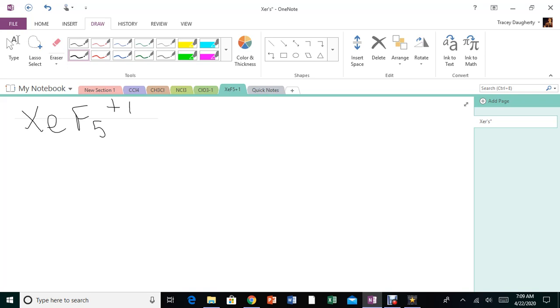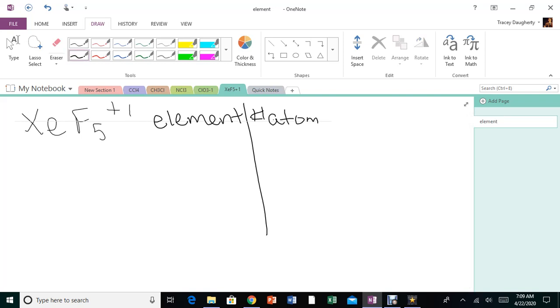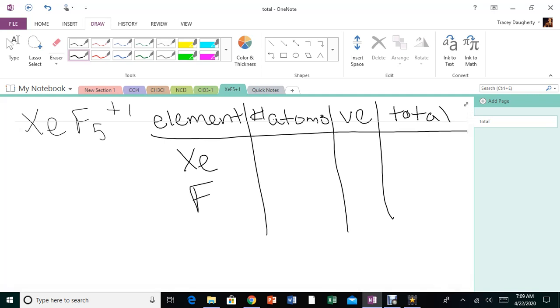The last example that I want to do is a positive ion, a cation. And so, again, this doesn't change how we set up our Lewis structure. We have your element, number of atoms, valence electrons, and total. You have Xe and F. Xe has 1 atom, F has 5.